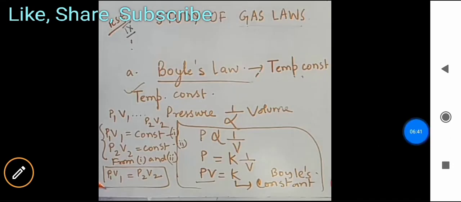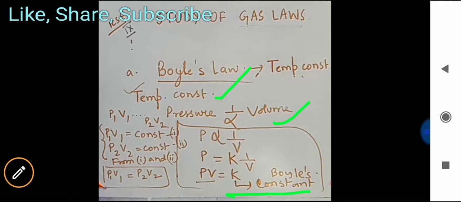We derive this law. First thing you have to understand: in Boyle's law, temperature is constant. If the pressure is inversely proportional to volume, we can write it as PV equals K, where K is Boyle's constant.